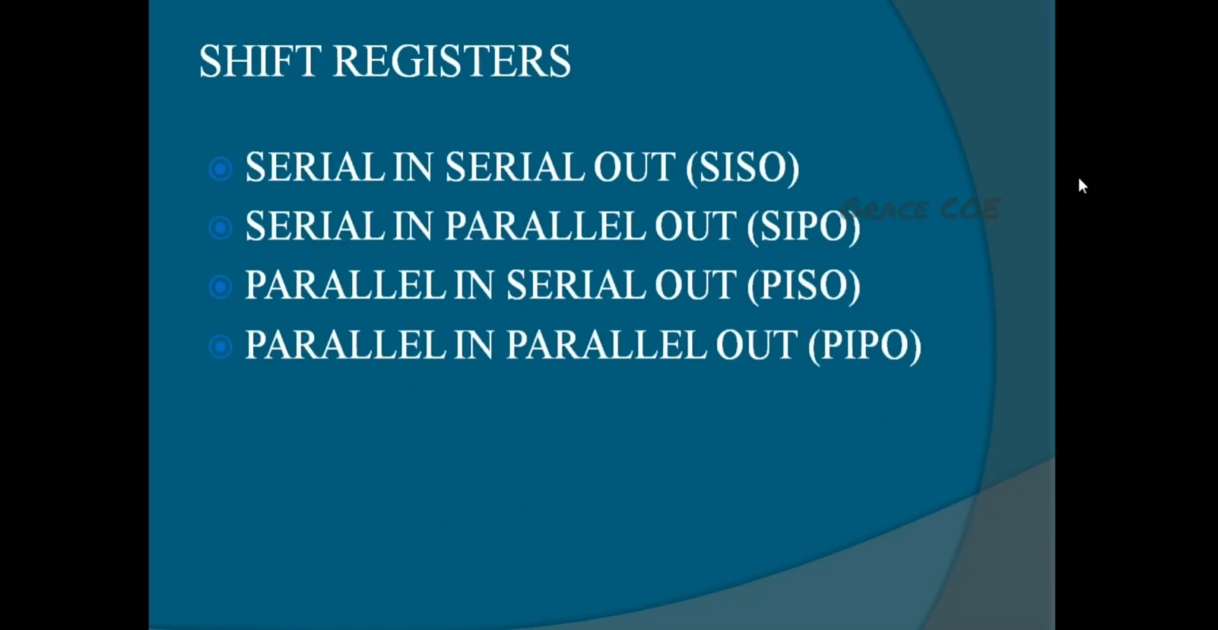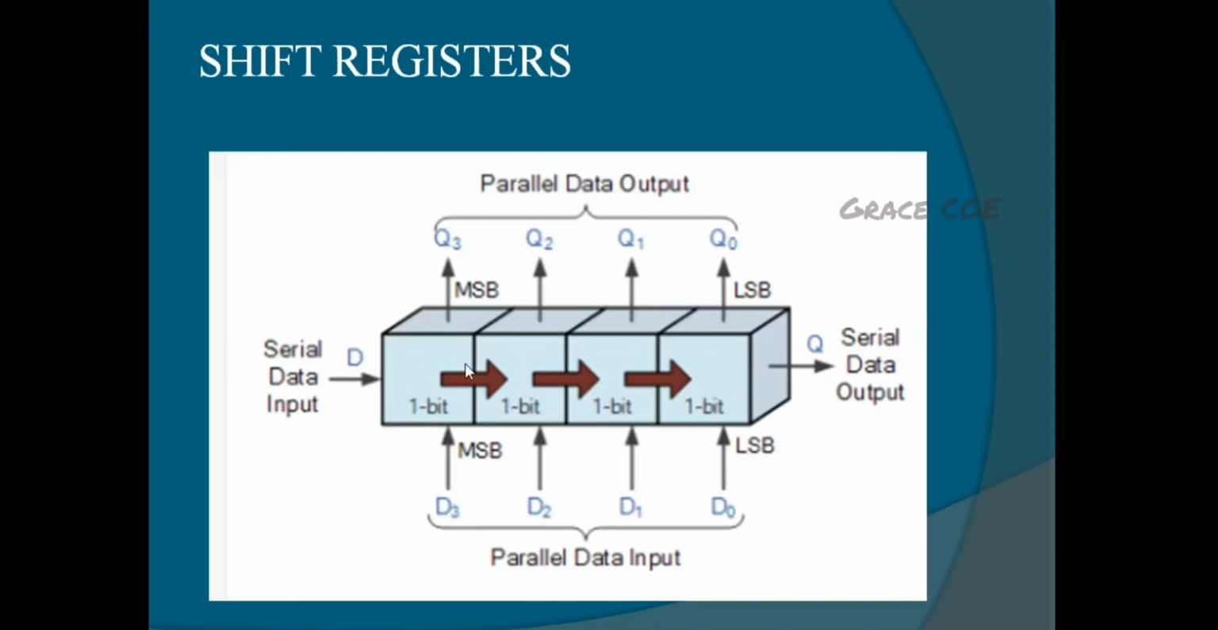In general, we have 4 types of shift registers: serial in, serial out; serial in, parallel out; parallel in, serial out; and parallel in, parallel out. In serial in, serial out, we give the input in a serial fashion, 1 bit at a time, and it is shifted through the flip-flops, and we receive the output serially at the rightmost flip-flop.